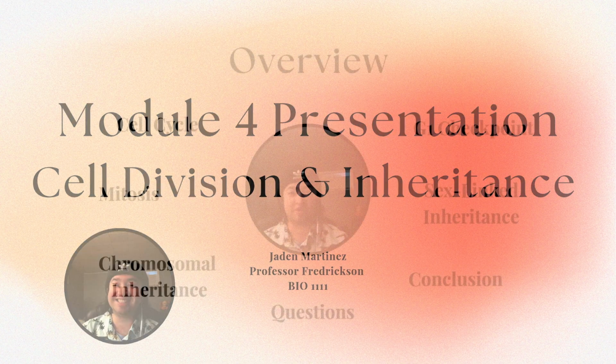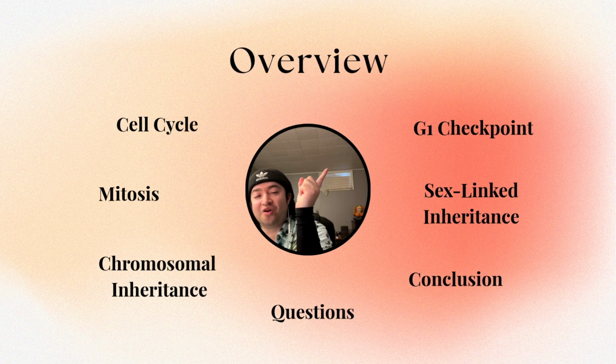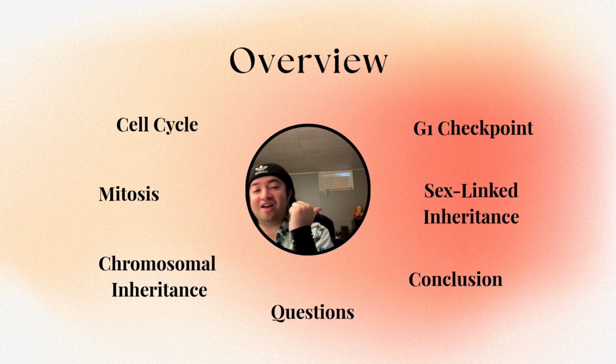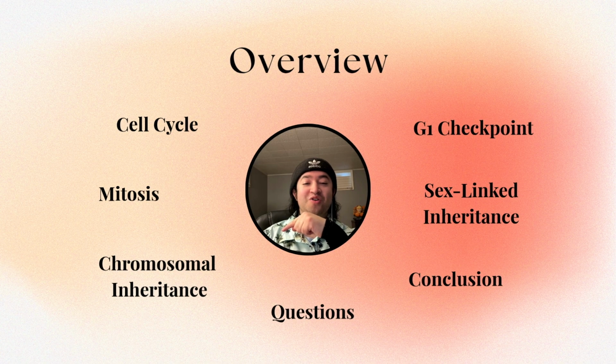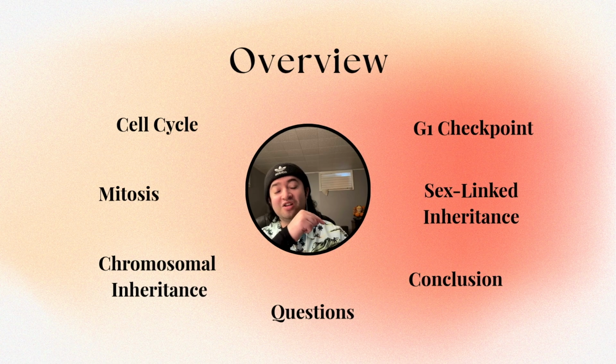I'll be sharing my Module 4 presentation where I'll be discussing cell division and inheritance. Okay, first, here's a little overview or table of contents, going over all the topics I'll be covering in this presentation. So first, we'll talk about the cell cycle, and then we'll talk about an all-important checkpoint within that cell cycle called the G1 checkpoint. Then we'll go over the process of mitosis, as well as cover sex-linked inheritance, and then we'll be talking about chromosomal inheritance with a specific look at X chromosome inactivation. And then we'll finish off with a conclusion and then a few questions.